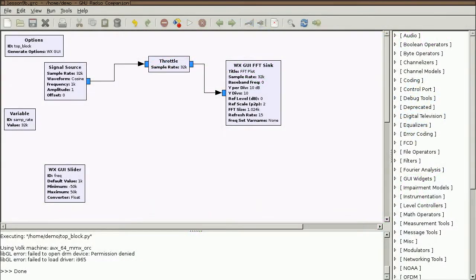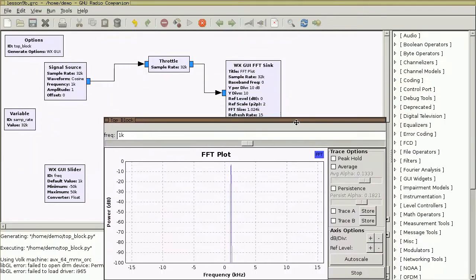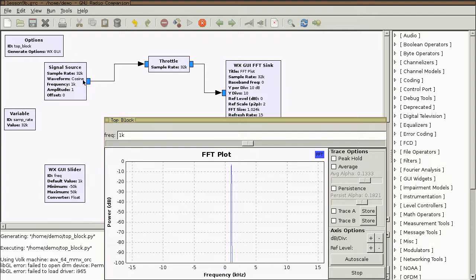Here's a flow graph similar to the one we used in the lesson 2 and lesson 4 homework. If we execute the flow graph, we see that our signal source was producing a cosine wave at a frequency of 1 kilohertz, and our FFT sink in fact shows it correctly at 1 kilohertz.